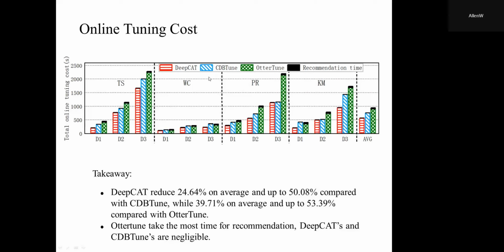We evaluate the online tuning cost of DeepCAT. We reduce online tuning time by 25% on average and up to 50% compared to CDBTune, and by 40% on average and up to 53% compared to Ottertune. Because DeepCAT optimizes for optimal configurations during the online tuning stage. Besides, we find Ottertune takes the most time for recommendation because it uses traditional machine learning methods, while the recommendation time of DeepCAT and CDBTune can be neglected.